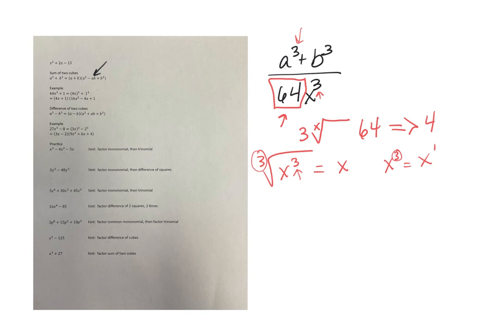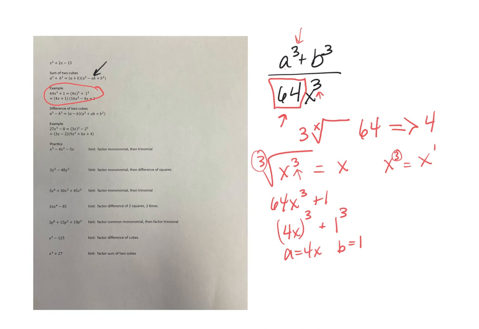The example that I've given you on your worksheet is 64x cubed plus 1. The cube root of 64x cubed is 4x, so we know that a is equal to 4x. The cube root of 1 is 1, so b is equal to 1. You can take the cube root, the square root, the fourth root, or any root of 1 you want to, and it's always going to be 1, because 1 times 1 times 1 times 1, no matter how many times you say it, it's always 1.